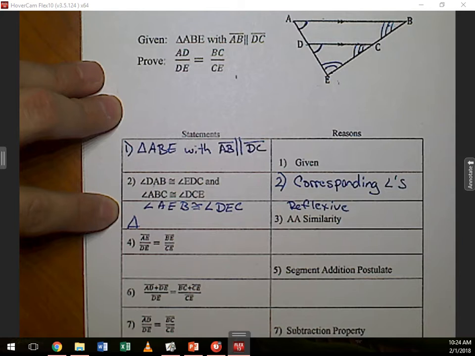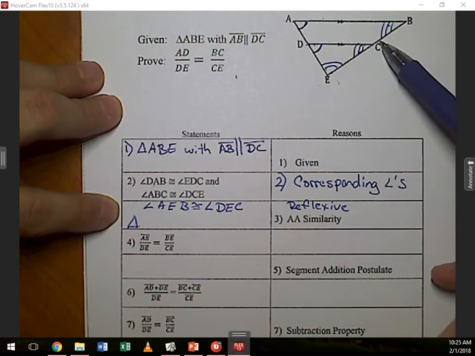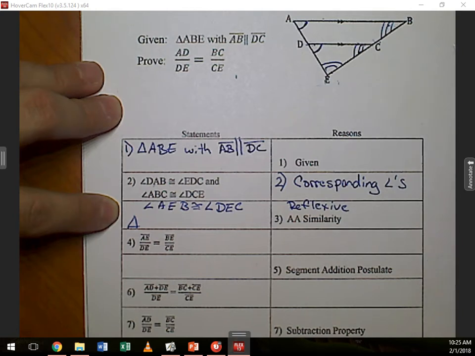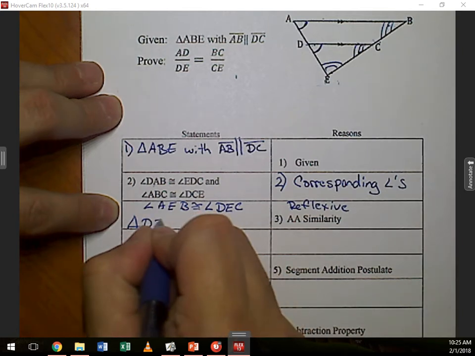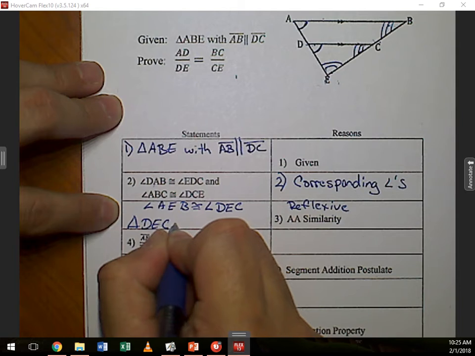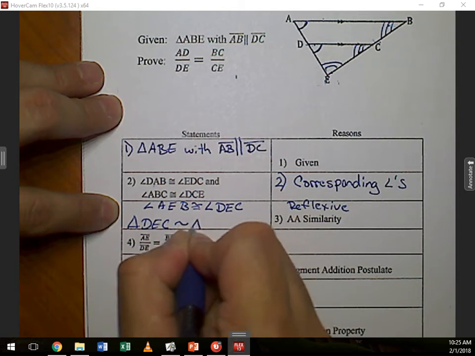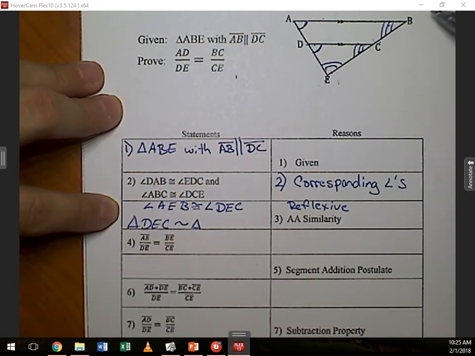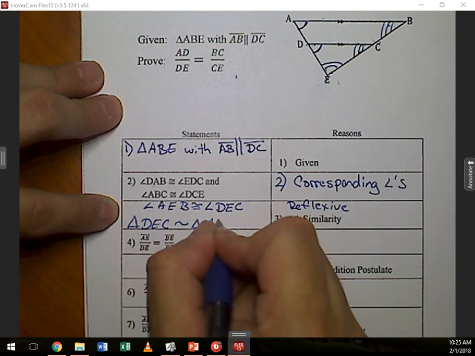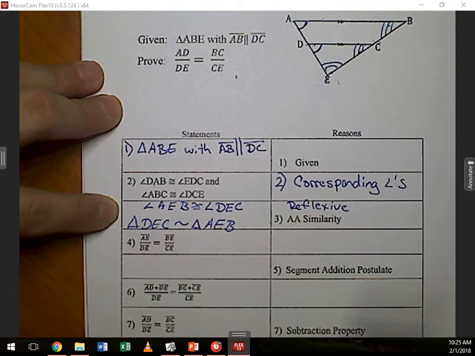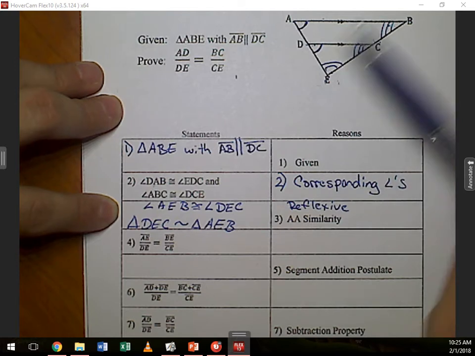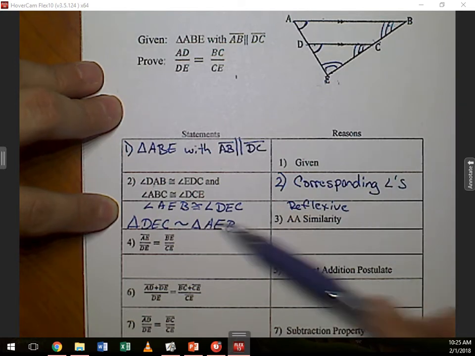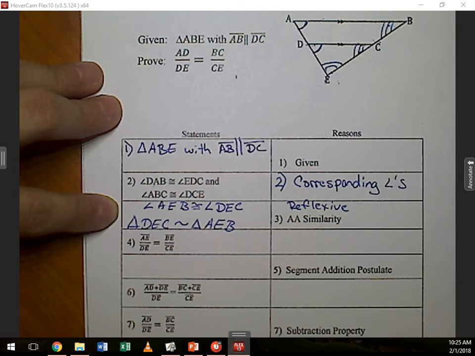Anyone want to take a stab at it? I heard it. DEC. DEC. Okay, that'll work. DEC is similar to triangle AEB. Very good. AEB. And that uses my angle-angle similarity there. So I was able to actually get all the angles out of this, and okay, I now have that they are similar to each other.